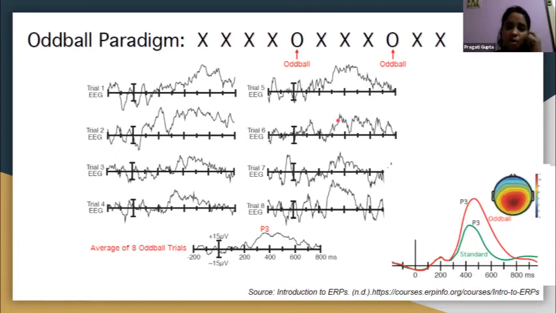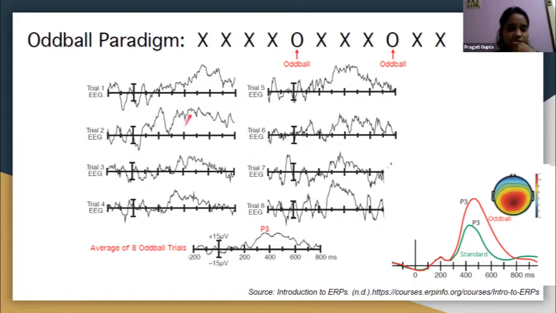And then we have a typical oddball paradigm, which means there are two types of stimulus: a rare stimulus and a standard stimulus. The standard stimulus is, for example, X. Here there are 10 stimuli, with 80% X's and 20% O's, which means 8 of them are X and 2 of them are O's. So we are seeing the EEG trial by trial.